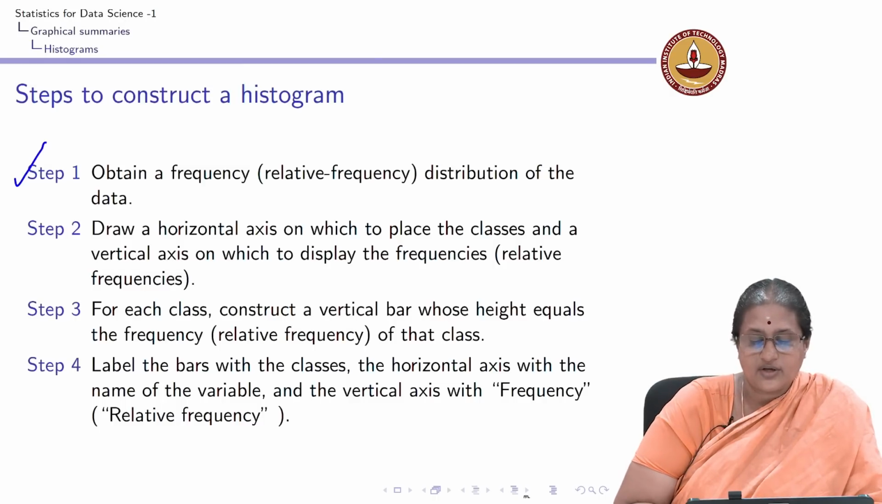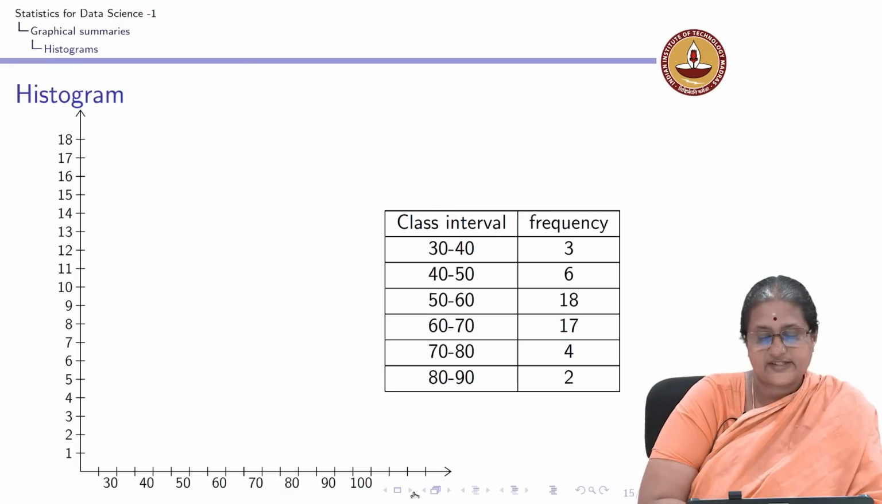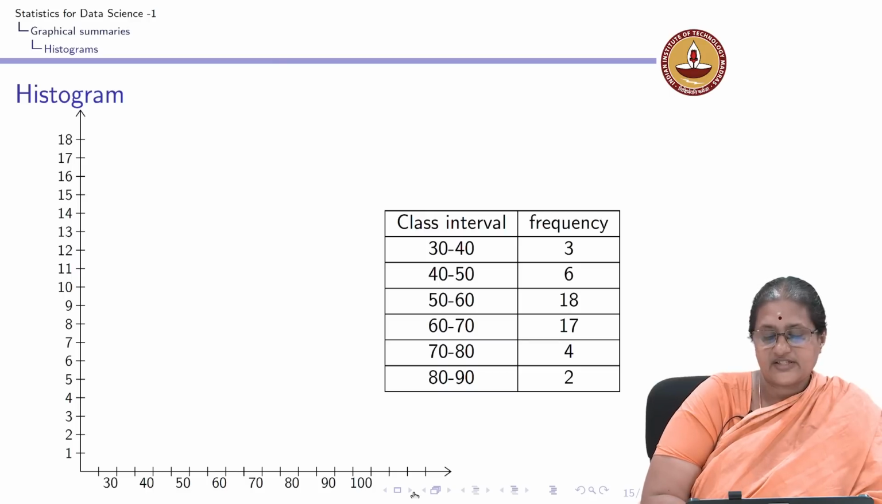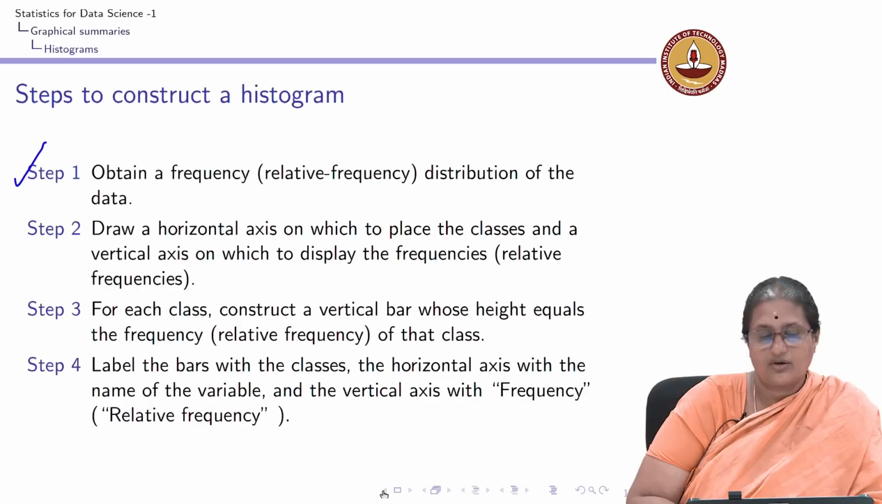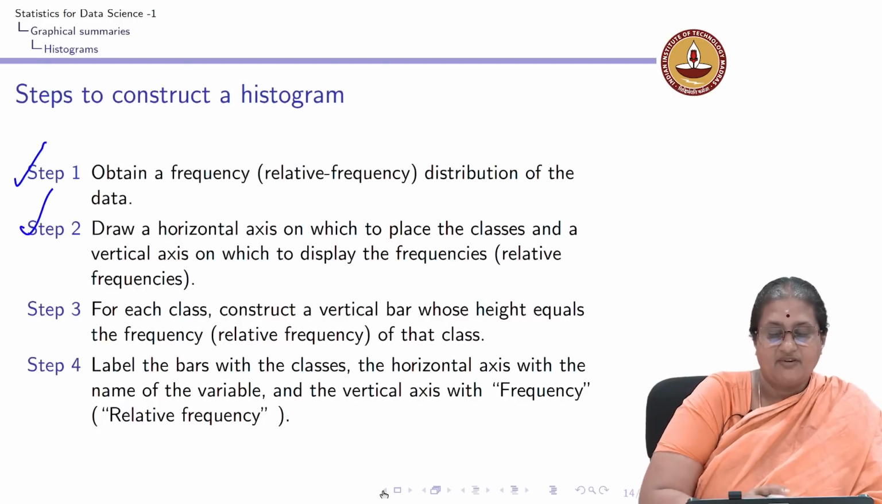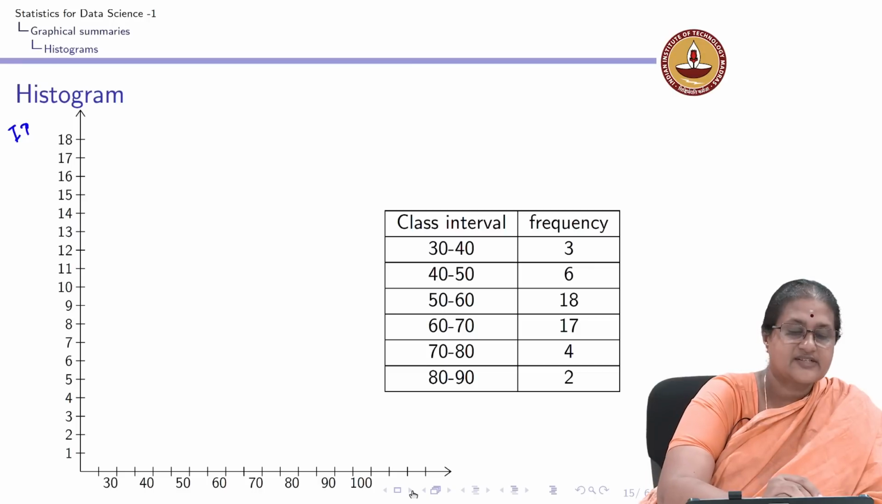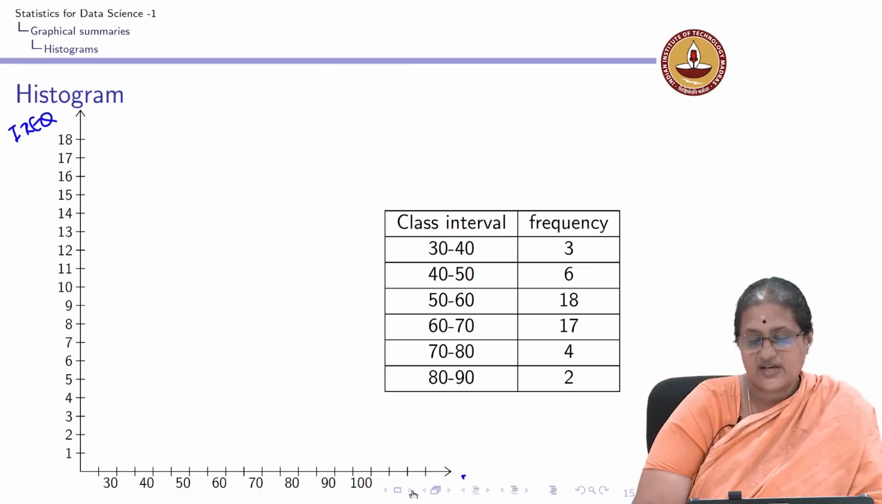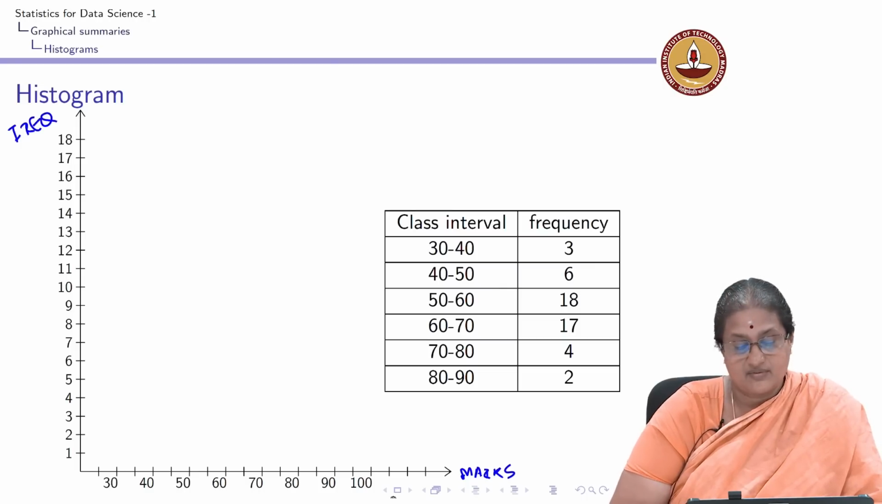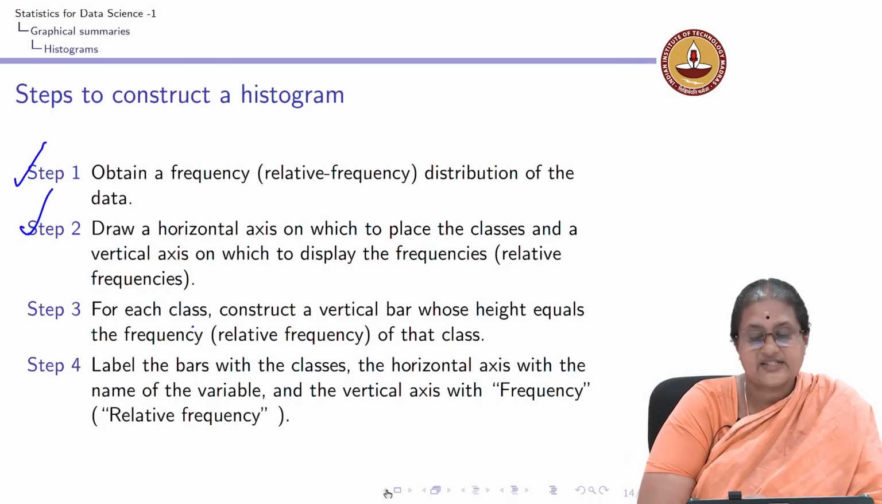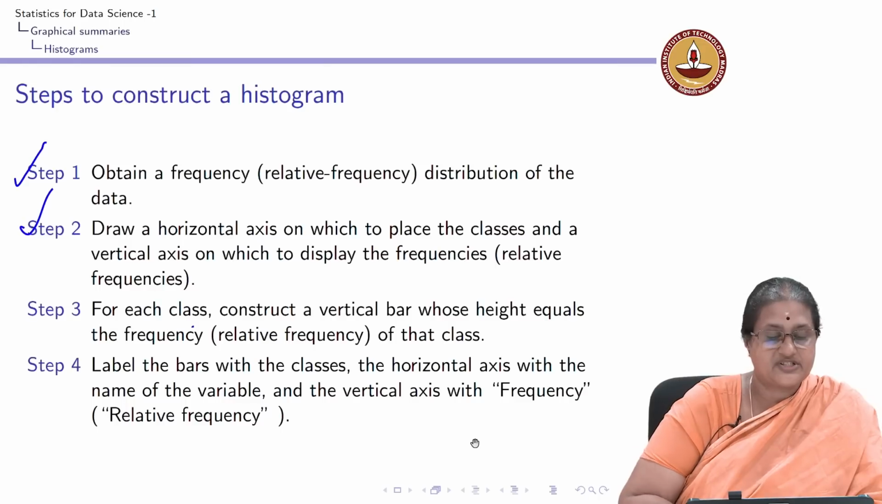Draw a horizontal axis. So on the horizontal axis, I have laid my 30 to 40, 40 to 50, and these are my marks that is on my horizontal axis. A vertical axis on which you display frequency. So on this axis I have the frequency, on this axis I have my marks which are given as intervals. The next thing is, for each class, construct a vertical bar whose height equals the frequency.